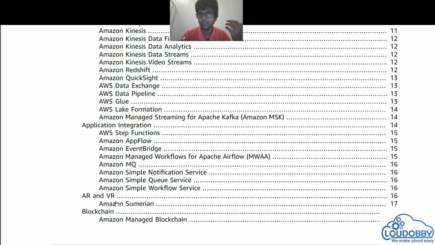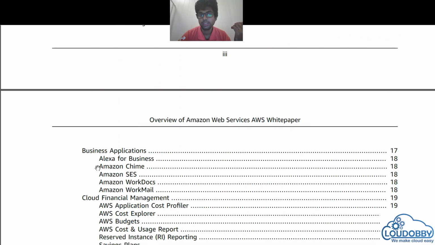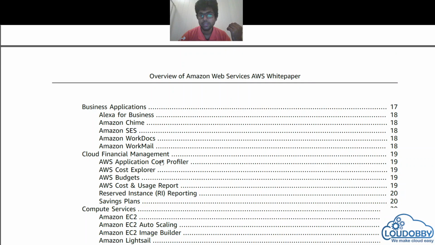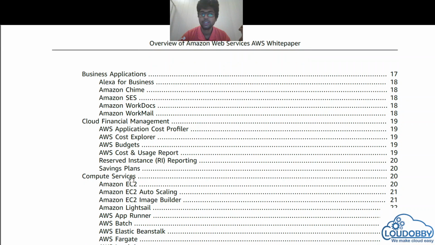then augmented reality and virtual reality, Amazon Sumerian, blockchain, Amazon Managed Blockchain service, business applications: Alexa for Business, Amazon Chime. Chime is like a Zoom meeting. Amazon SES, Amazon WorkDocs, Amazon WorkMail. So these are the business applications. Cloud financial management: Cost Explorer, Cost Budgets, Savings Plans, all the things related to cost.